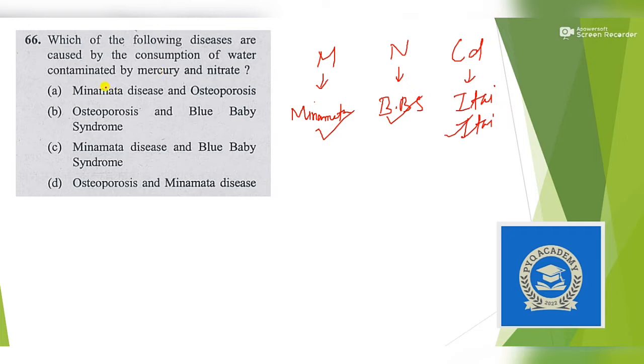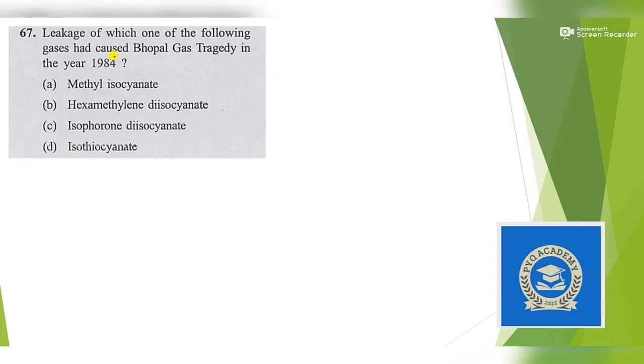So mercury, Minamata, and nitrate, not osteoporosis. Okay, not osteoporosis. Minamata and blue baby syndrome. Next question. Leakage of which of the following gas caused the Bhopal gas tragedy in the year 1984? A very important question and is asked in a number of examinations. Answer is option A, methyl isocyanate.